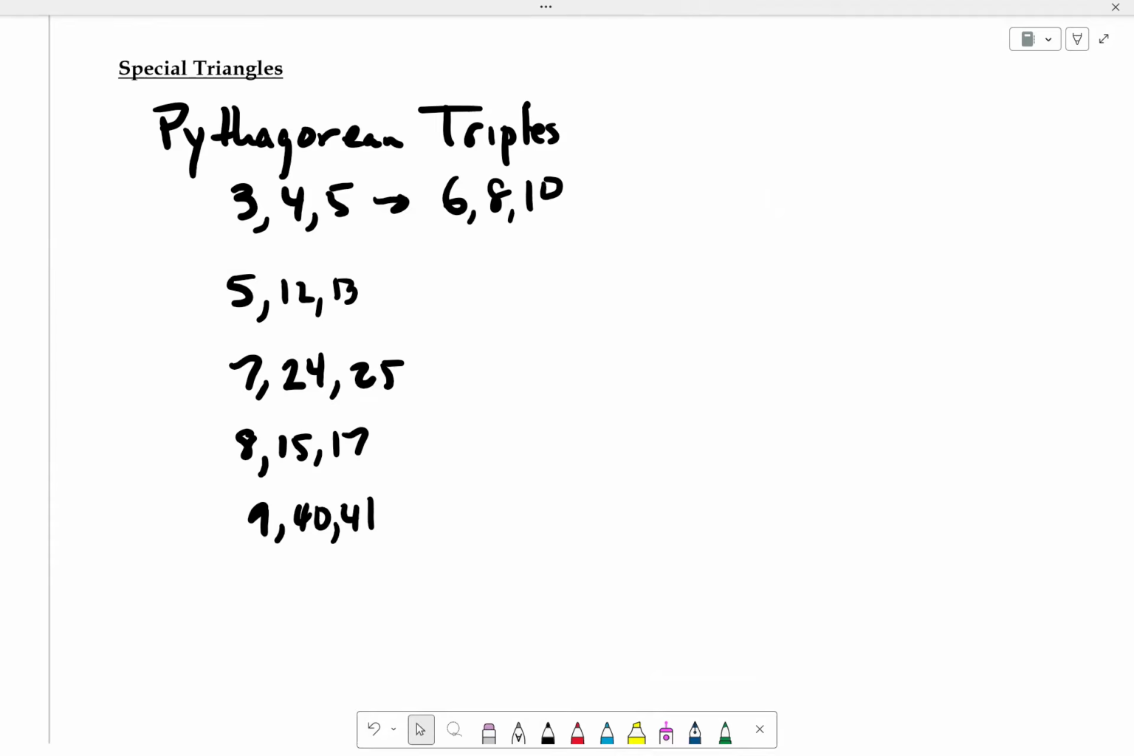We could force it to work here. The fact that these are 2 apart, I could make this 1 apart if I take all these numbers and divide by 2. Wouldn't that work? So I have 4, 7.5, 8.5. And now does it work? Yeah. 16 versus 17. So interesting. Don't you think?